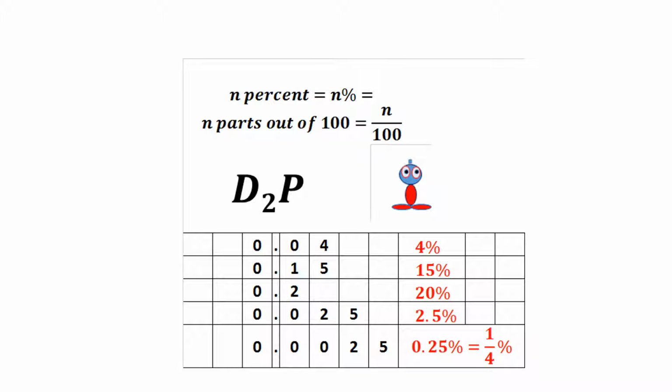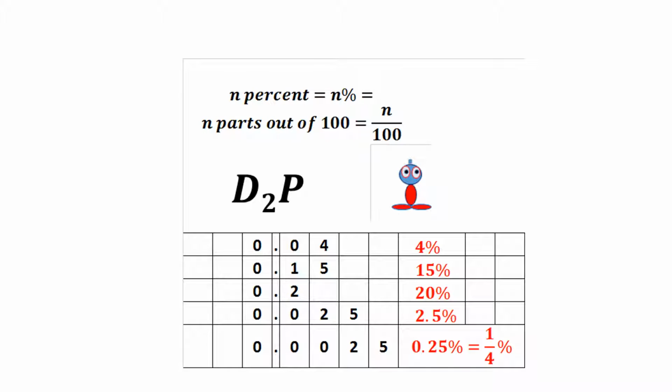Now we've got 0.2. You move it 2 places to the right. There's no number to the right after the 2. It's a 0, but nobody writes it, so it's 0.20, and you move it 2 places to the right. It's 20%. And if you put the dot after the 0 and move it to the left, that's 0.20. Nobody writes the 0, so it's just 0.2.